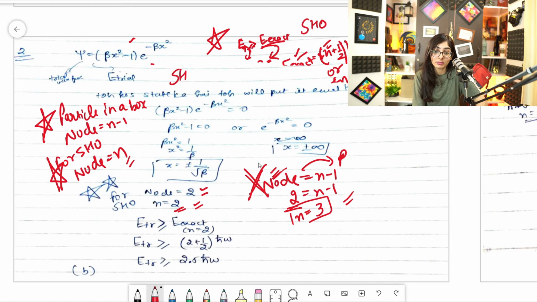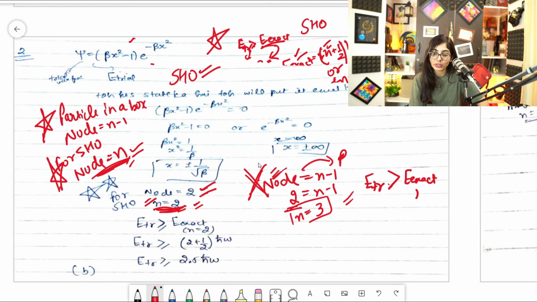So this is the system which is SHO. I'll be taking this formula that nodes is equal to n. Here nodes is 2, so the n value will also be 2. I don't know about the trial wave function energy. The only thing I can say is that it will be greater than exact, and since I got the state that is 2, I can find out E exact.